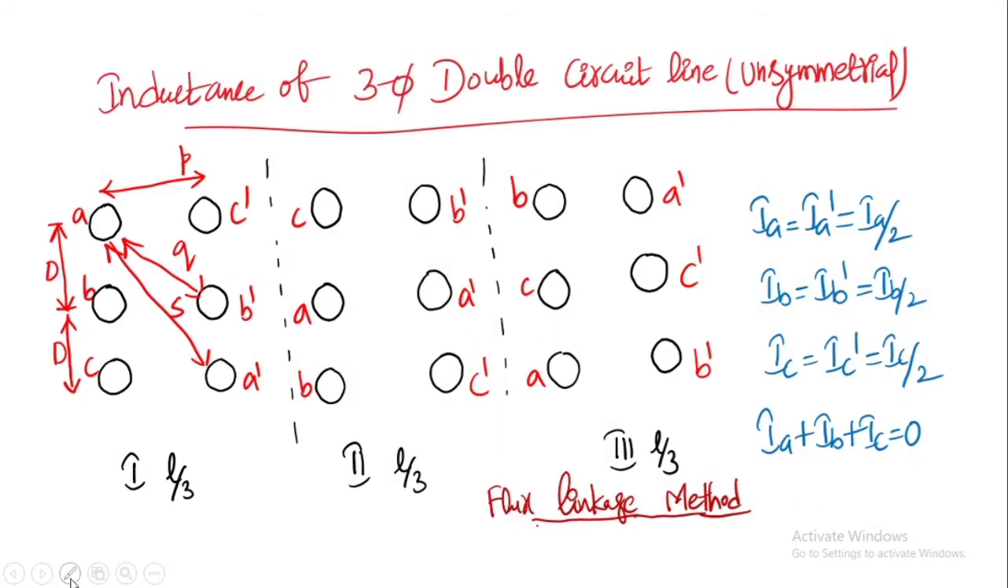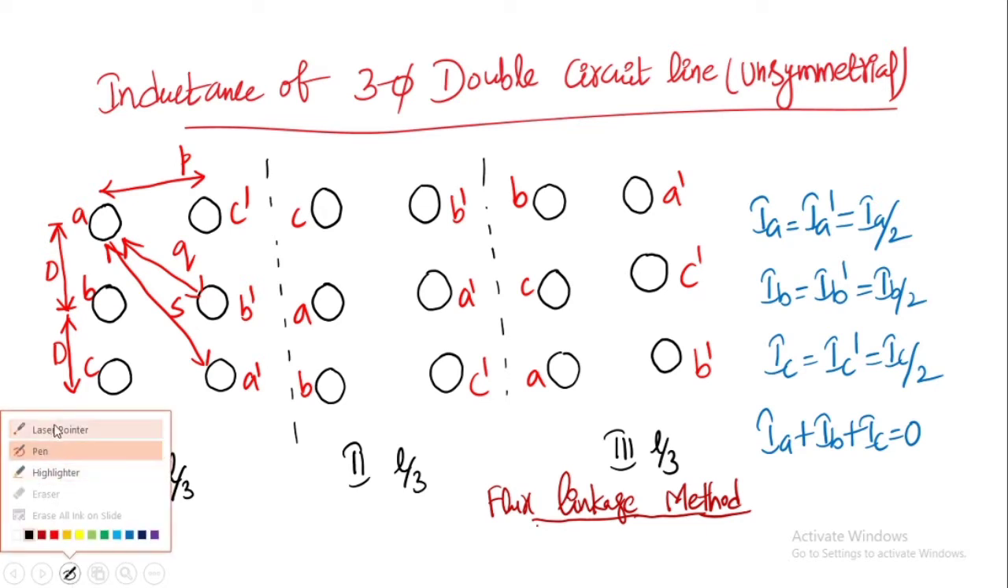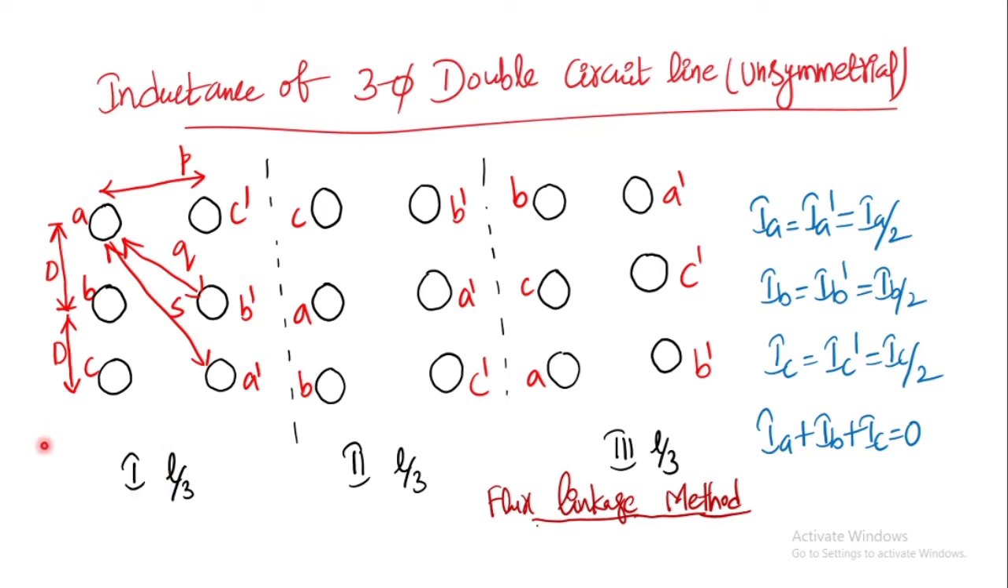The topic for our discussion for today's class is inductance of a three-phase double circuit line when it is arranged in an unsymmetrical fashion. So we have seen in the last class how the unsymmetrical arrangement looks like. If all the conductors of three phases are arranged one above the other, then we can call it a vertical arrangement. A vertically arranged conductor can be called an unsymmetrically arranged conductor, right?